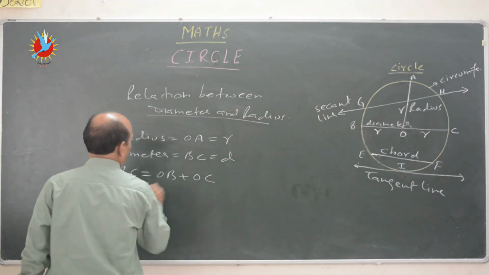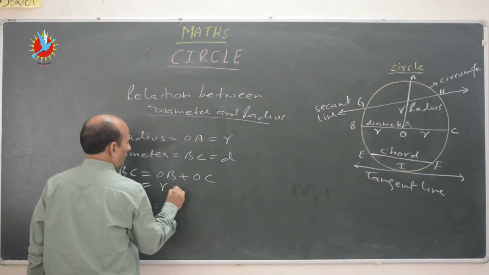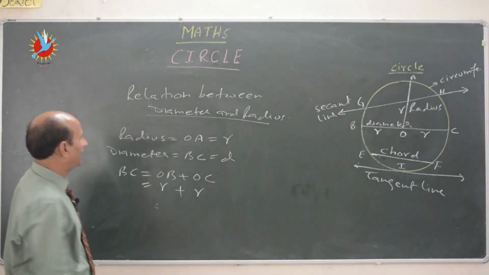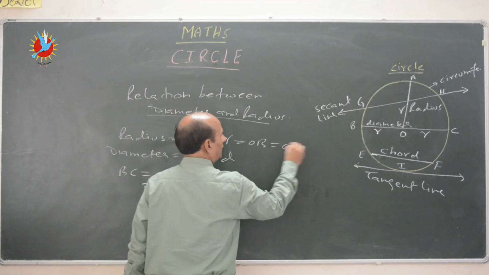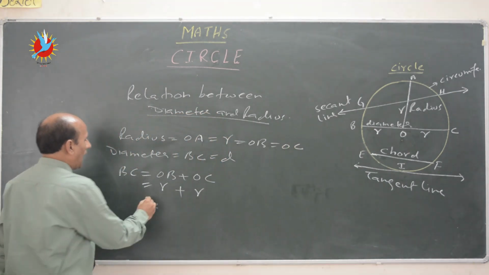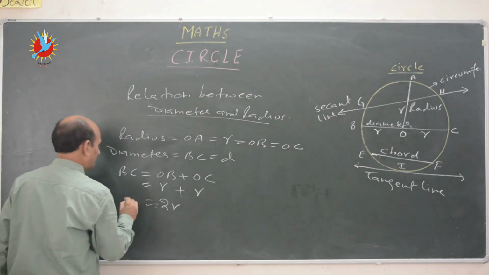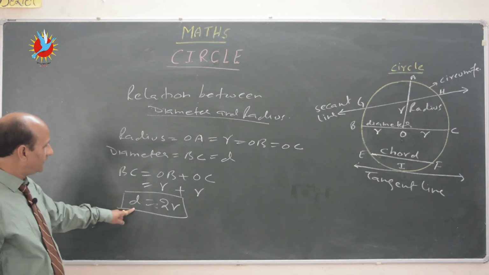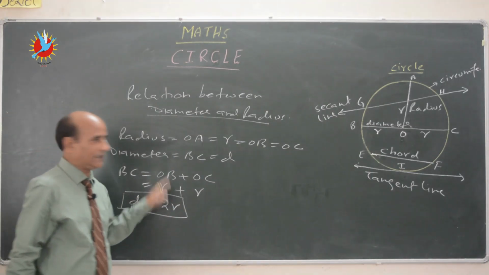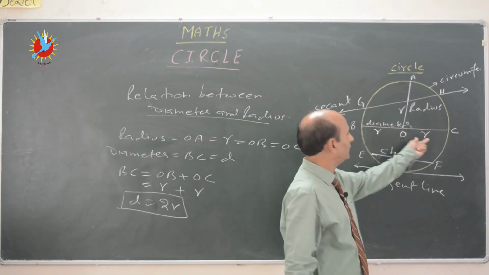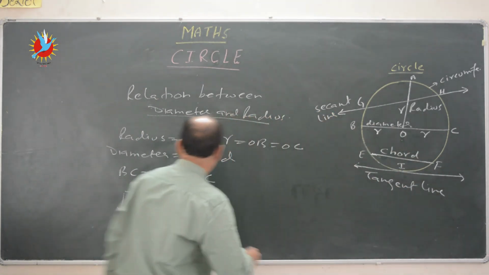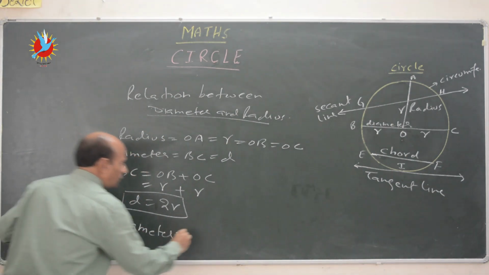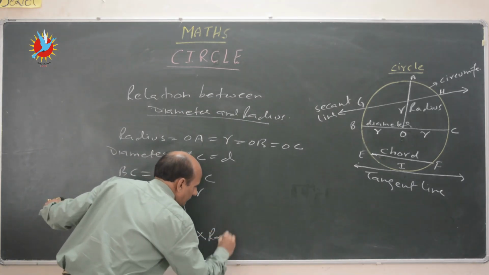Now what is OB? OB is the radius. And what is OC? It is again a radius. So you have got these 2 radii. They all are radii. So R plus R, it is 2R. And what is BC? It is the diameter. So it is a relation that diameter is twice the radius. If we add the 2 radii, you will get the diameter. So diameter is equal to 2 multiplied by radius of the circle.